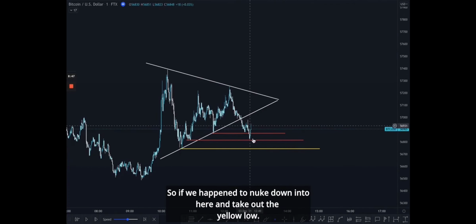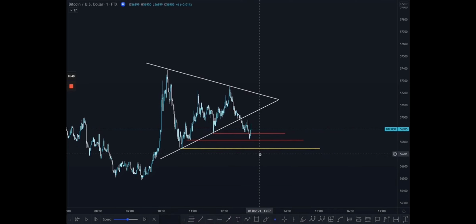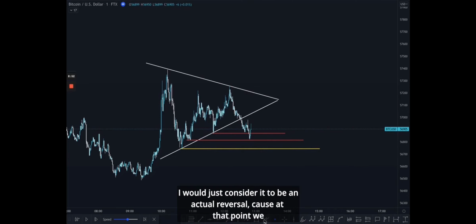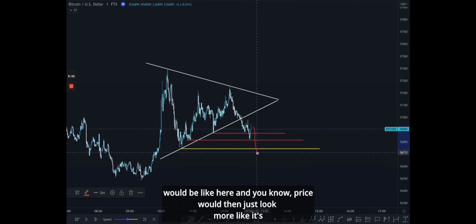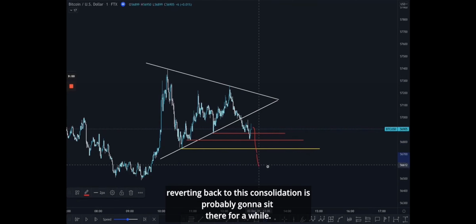So if we happen to nuke down into here and take out the yellow low, I would just consider it to be an actual reversal, because at that point price would then just look more like it's reverting back to this consolidation and it's probably going to sit there for a while.